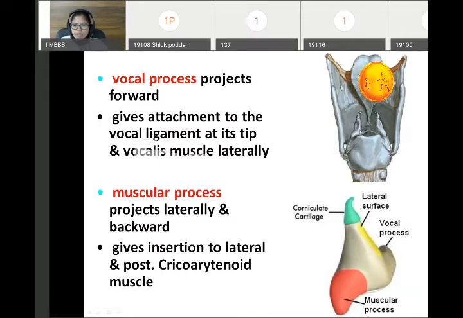Muscular process, this is the muscular process. This muscular process projects laterally and backward and it gives insertion to intrinsic muscles of the larynx. In front, that is the lateral cricoarytenoid, and posteriorly it gives attachment to the posterior cricoarytenoid. So on the muscular process, there is attachment of the intrinsic muscles of the larynx, anteriorly as well as posteriorly.